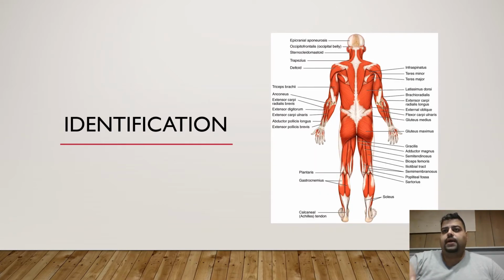Some of the muscles in the back: your traps, or your trapezius, helps you shrug your shoulders. Your latissimus dorsi is a muscle of the back, a swimmer's muscle. Here's your triceps brachii. This is your glutes, or your gluteus maximus. Right over here is your hamstring group, made up of the semitendinosus, semimembranosus, and the biceps femoris. Those are three muscles that make up the hamstring group.